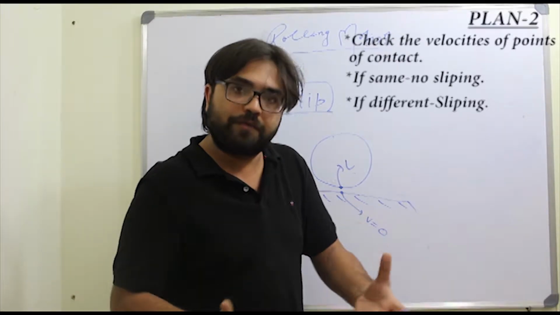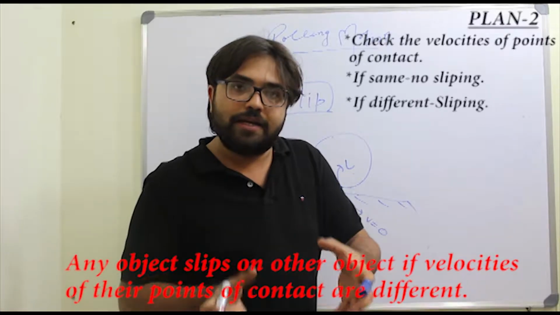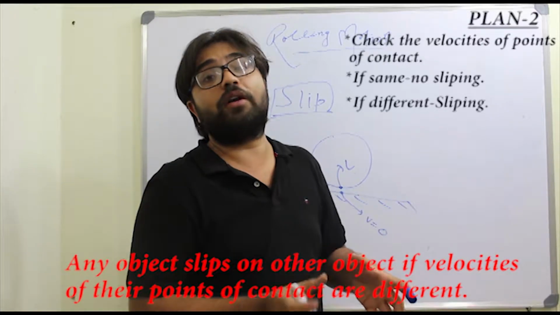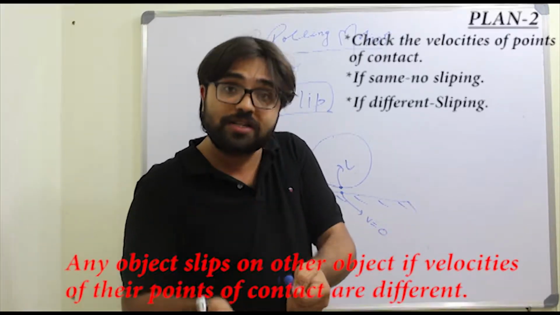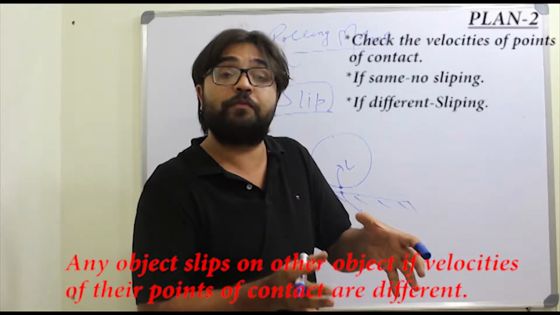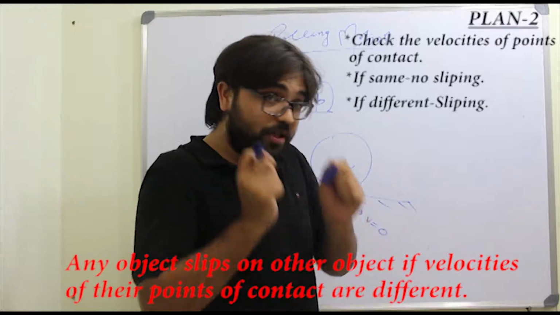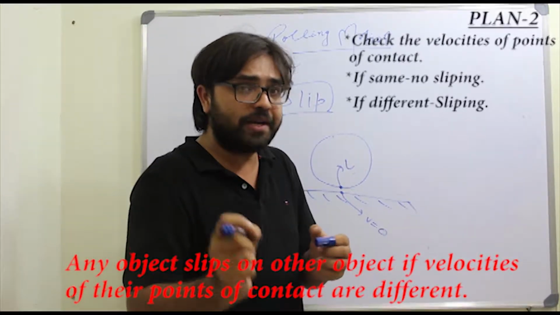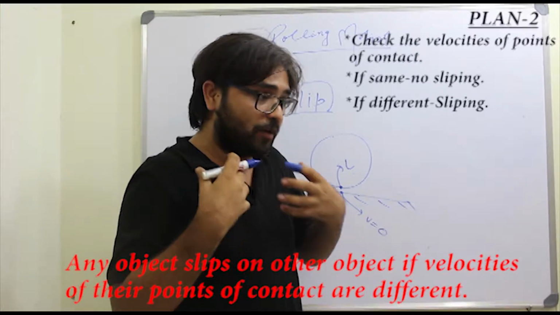So the definition of slipping: we can say that any object slips on another object if the velocities of their points of contact are different, and it does not slip if the velocities of their points of contact are the same. So this is the first thing that you need to remember. I hope you are noting down the important points that we are discussing here.